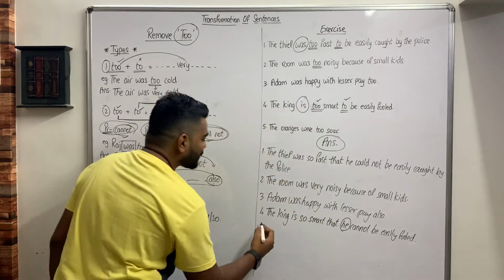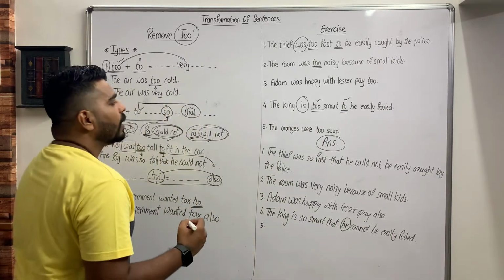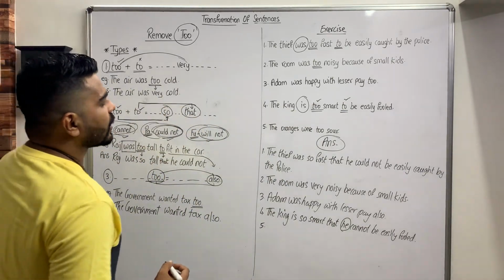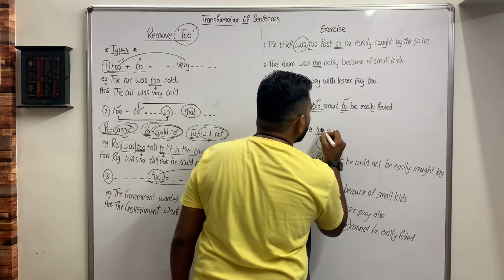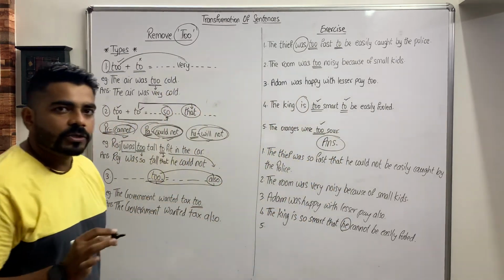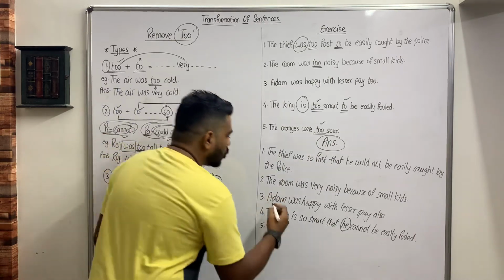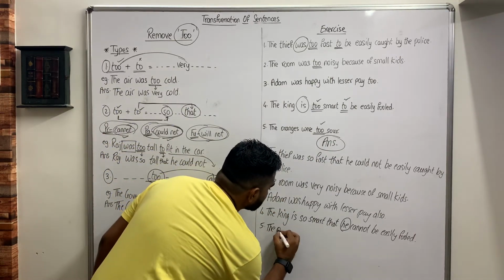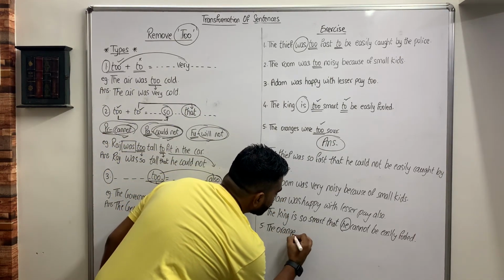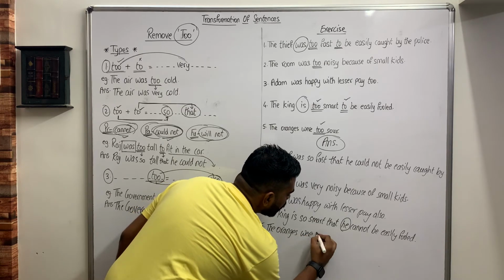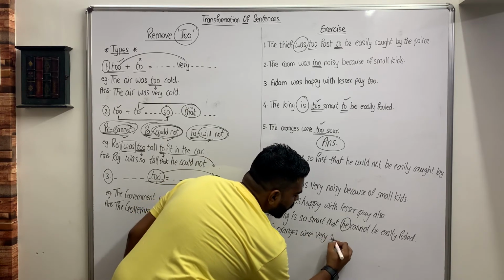Okay, the oranges were too sour. TW2 is given, TO2 is not given. So what do we do? Remove TW2, add "very" in the same place. So the oranges were very sour.